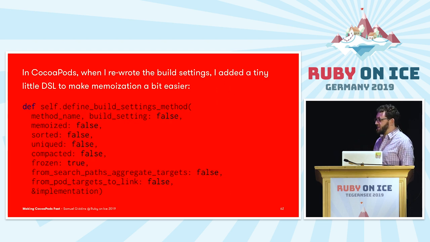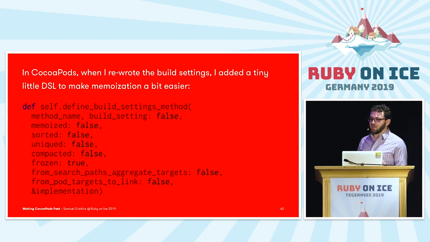So in CocoaPods, I was rewriting our build settings generation because that was a huge bottleneck. And I added a tiny little DSL. There are kind of a lot of options. I guess it's not so tiny. But basically, the idea was you pass in a block, and you say, here's the method name you want to define, and a couple of other things. So it could do fancy stuff like deal with arrays and concatenating them and sorting and uniquing and all that, things that you often want to do when calculating build settings.